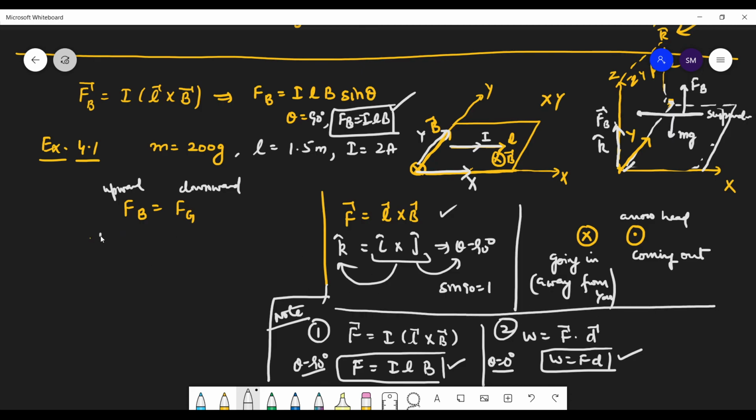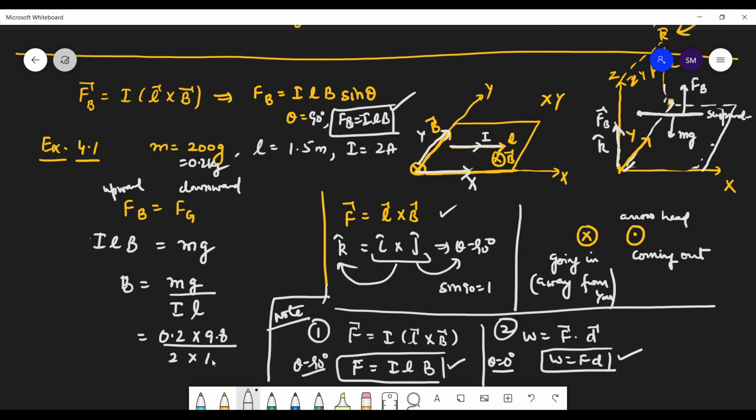So FB is ILB, right? And G is your MG. So what is B? Magnitude of B you have to find. So MG upon IL. First of all, do the calculations algebraically, as much as you can. MG is mass in kilograms, so you have to change it into SI system, 0.2 kilogram. So 0.2 into G, which is 9.8 meter per second square. I is given in amperes, 2, and L is given in SI unit, 5 meters. So students, you get 0.65 Tesla.